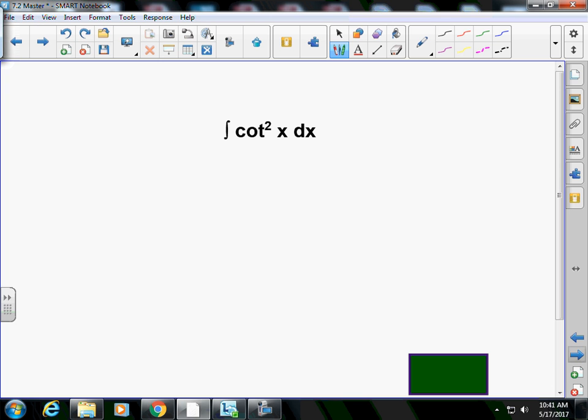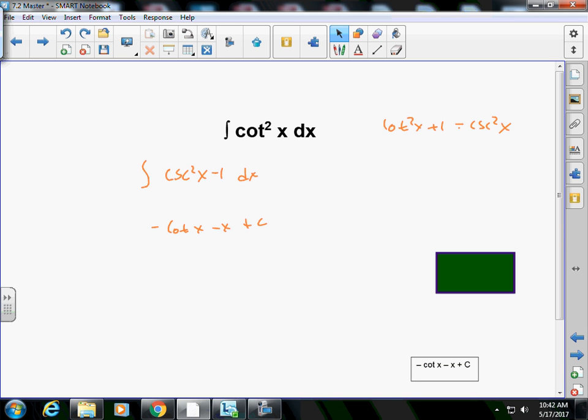So keeping that in mind, I have a cotangent squared x dx. I don't want to go breaking that all into sines and cosines again. That just seems way too much of a waste of time. But I do know that cotangent squared x is equal to cosecant squared x minus 1 dx, right? Because cotangent squared x plus 1 is equal to cosecant squared x. And we're supposed to know these Pythagorean identities. I can then easily integrate that. I know the integration of cosecant squared x is minus cotangent x. So I get minus cotangent x minus x plus c. And that's going to be my answer there.